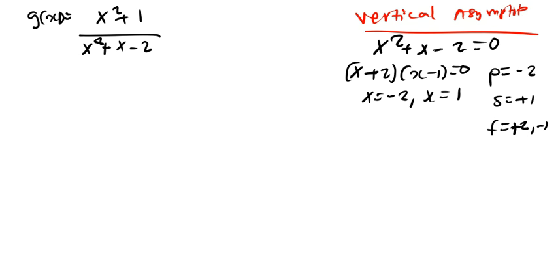The vertical asymptote is found by getting the denominator equal to 0 and solving for x. If you look at this question, it is x squared plus x minus 2. It's a quadratic equation. Product is negative 2. Sum is positive 1. What are the factors? We are talking about two numbers which, when you multiply them, give you negative 2, and when you add them, give you positive 1. I have found positive 2 and negative 1.